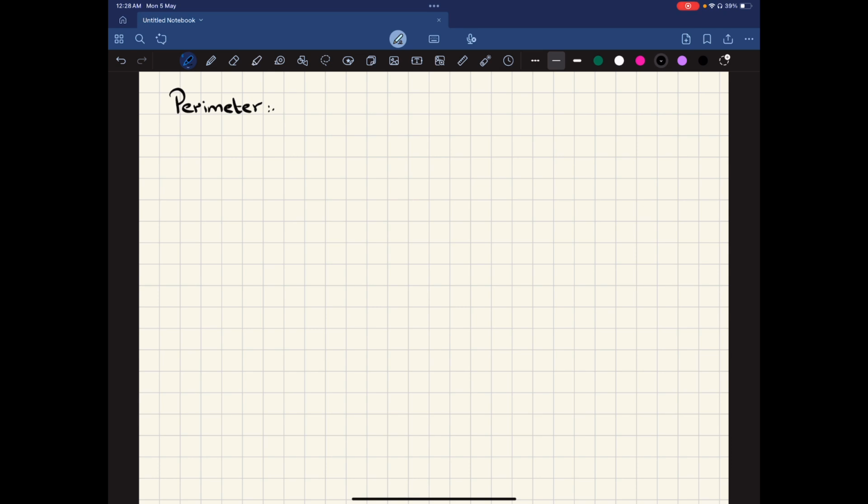So perimeter is the total distance around the sides of a shape. Basically, to calculate the perimeter, you just have to add all the lengths together. So adding the lengths of all the sides. So perimeter is the total distance around the sides of a shape. Basically, it is the sum of all outer sides.